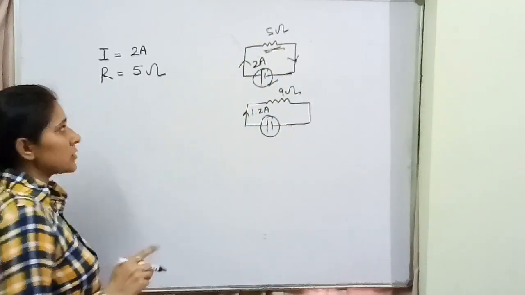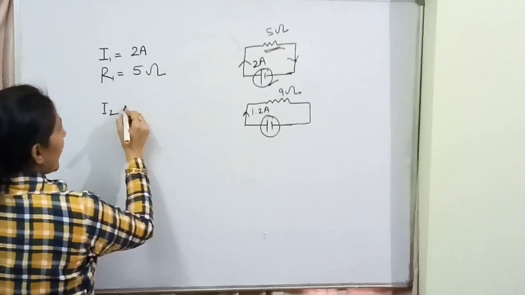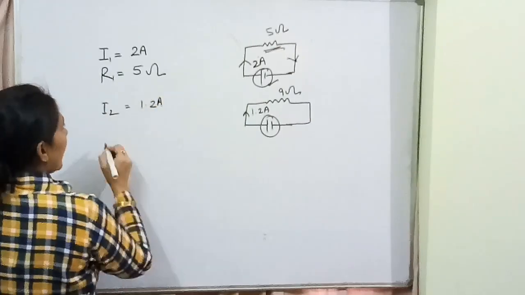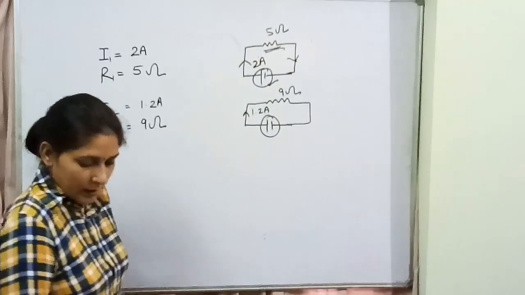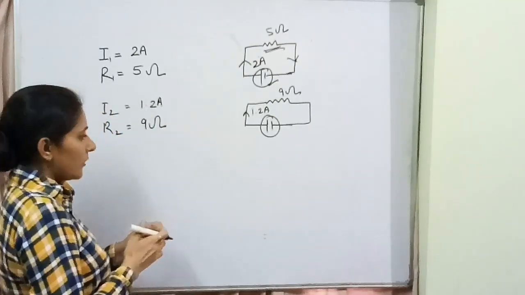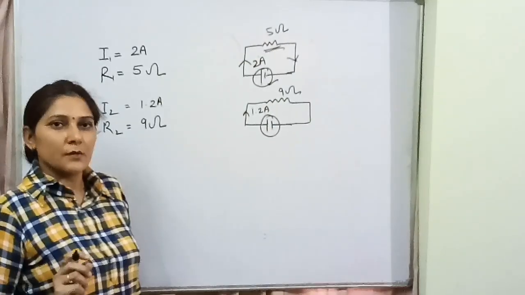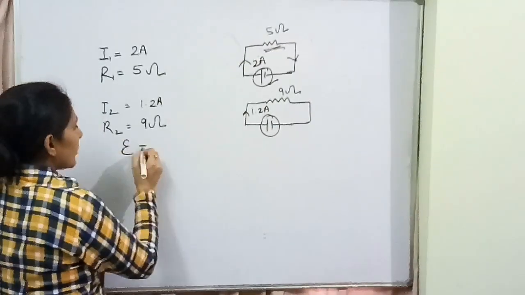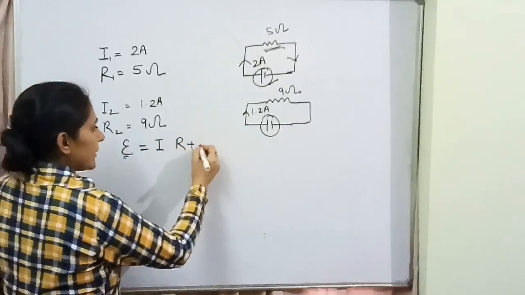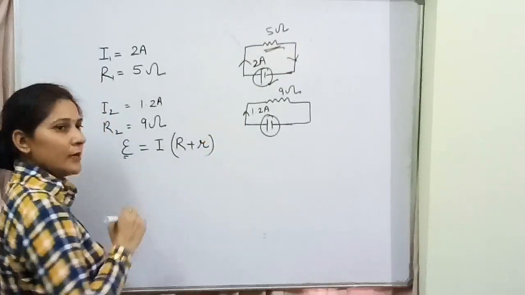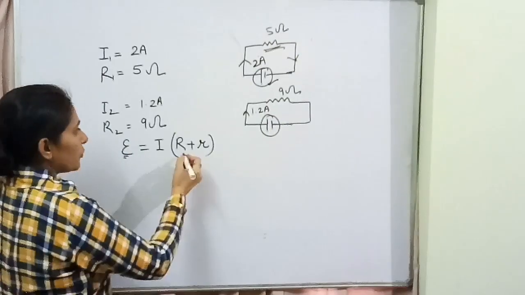So we can have two equations for this. This is I1 and R1, and for this particular diagram I2 is 1.2 ampere and R2 is given to us, that is 9 ohm. Now beta, we have done one formula. And what is that formula? That formula is regarding the EMF of the cell. It is given by E is equal to I R. And when we are talking about EMF, I told you that internal resistance is also included in this.